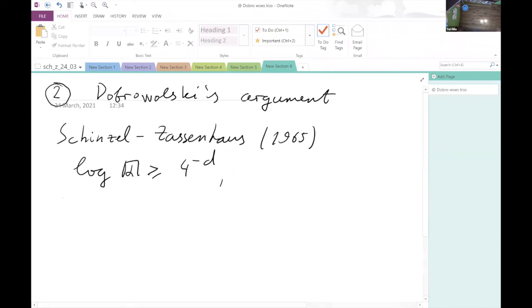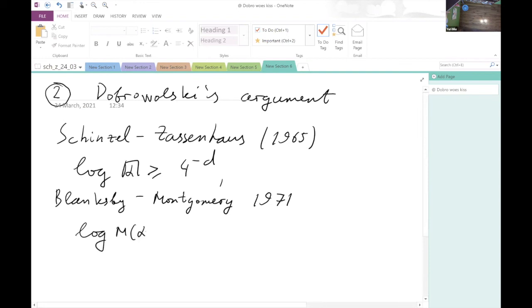And the cardinal improvement was in the work of Blanksby and Montgomery in 71, the same year when Chris Smith came with his wonderful argument. And they proved already something much more interesting. First of all, they proved a lower bound for Mahler's measure, not just for the house. And it was not exponential, it was almost a polynomial function.